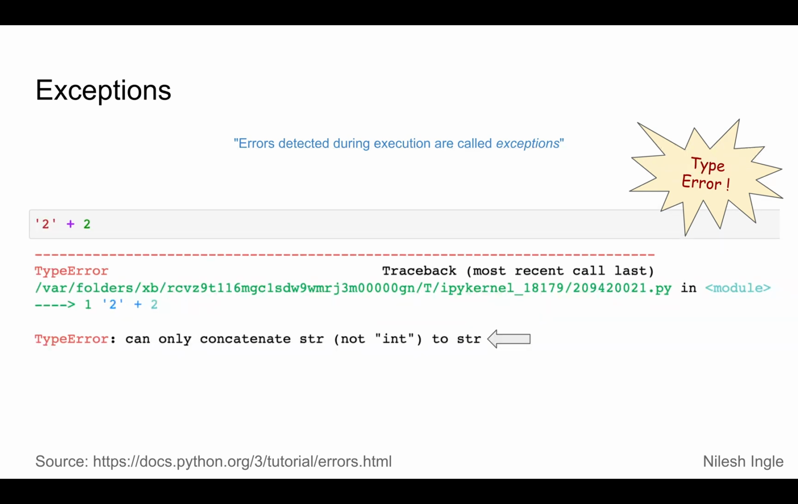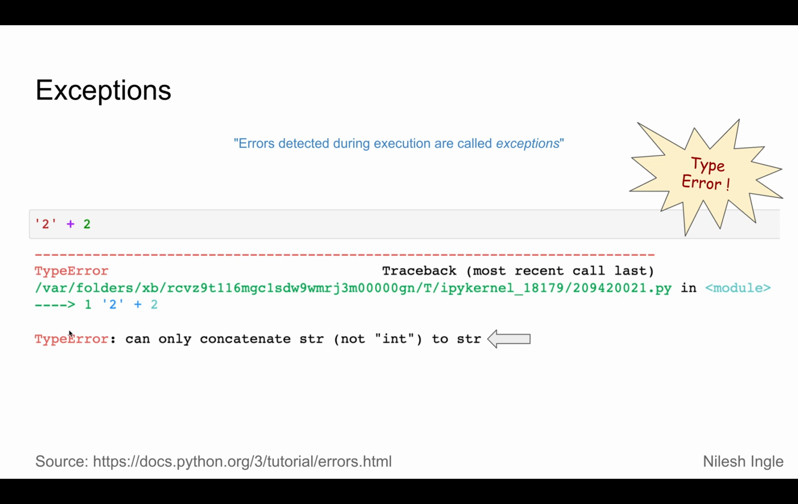Likewise, we have another error. This is where we are trying to add two things. The first one is a string, and we are doing a plus, and then we have a 2, which is an integer. If these two were strings, then this would have concatenated them and we would have gotten 2, 2. However, this is an integer, and so that throws a type error. Again, that is an exception.